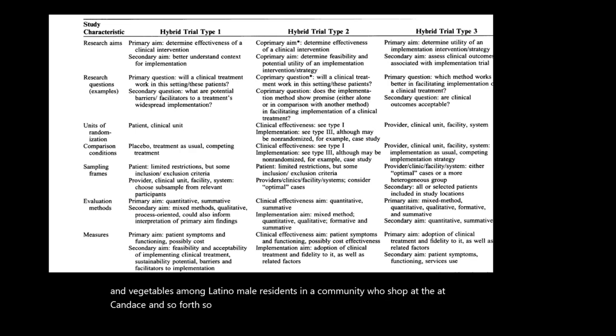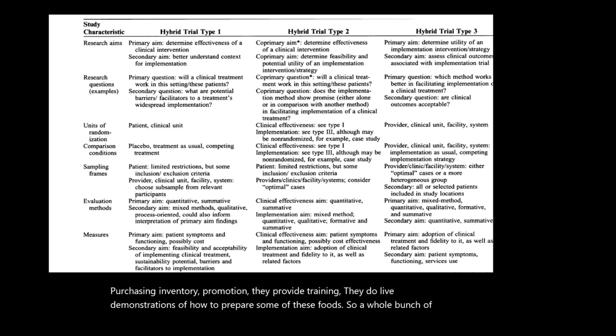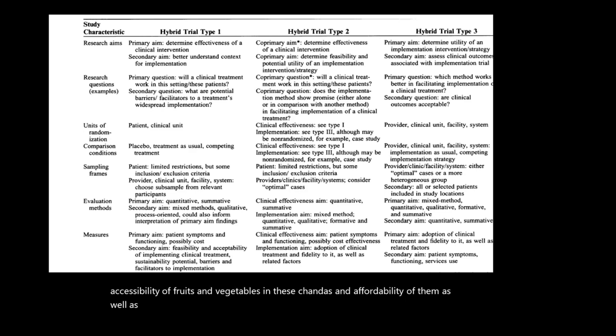The intervention involves a whole bunch of work with store owners and store employees around purchasing, inventory, and promotion. They provide training, and they do live demonstrations of how to prepare some of these foods. So there are a whole bunch of intervention components designed to increase the availability, accessibility, and affordability of fruits and vegetables in these tiendas, as well as interventions that engage shoppers to encourage them to purchase more of these, and teach them how to prepare or cook them.